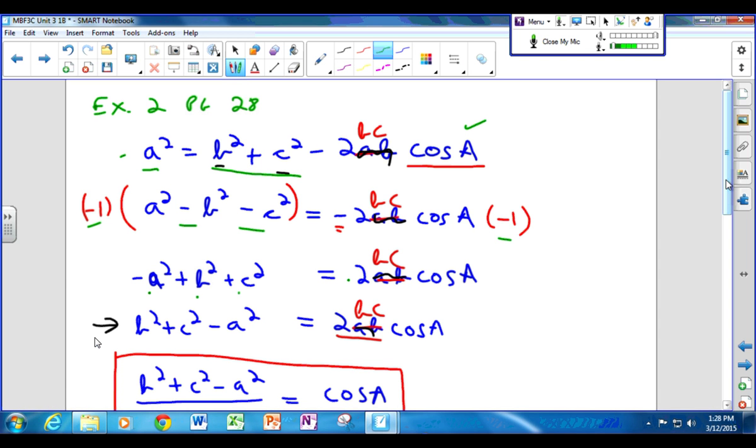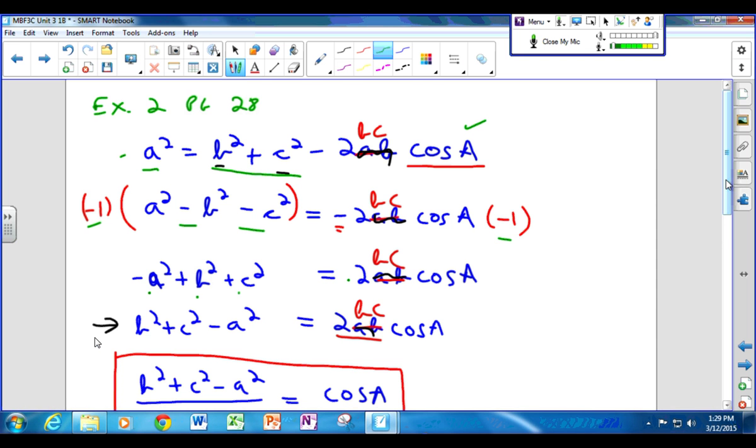Okay, you only have to flip the signs of each term when you have a bunch of terms tied together by addition or subtraction. On the right side, it's one term, right? The term is 2bc cos A. On the left side, our terms were negative a squared plus b squared plus c squared, three terms.